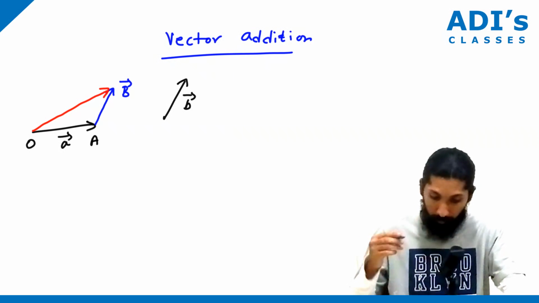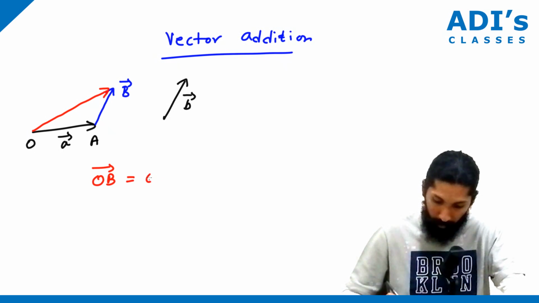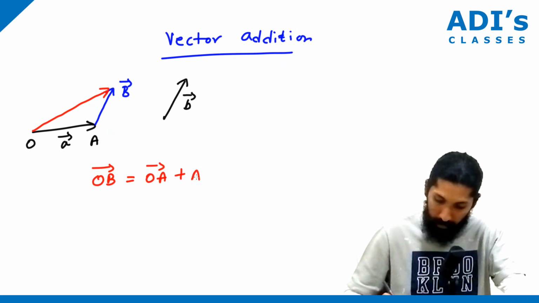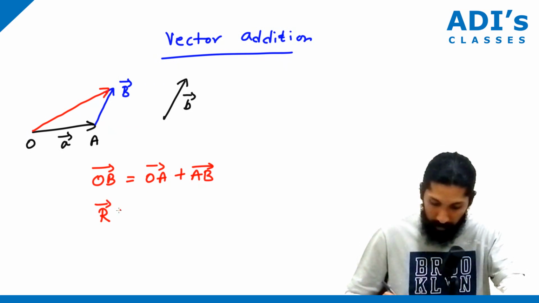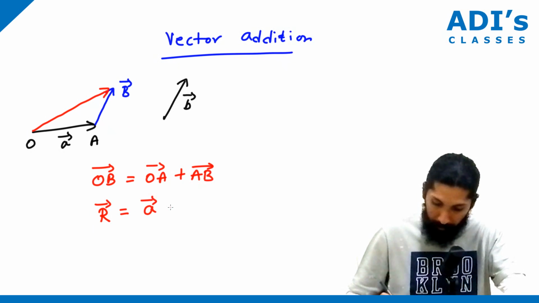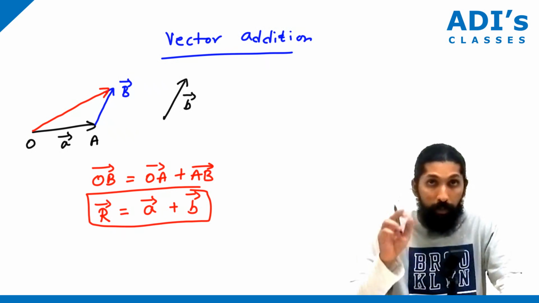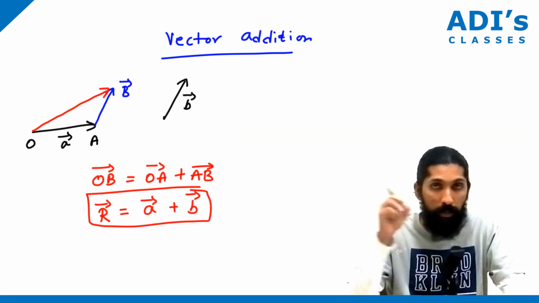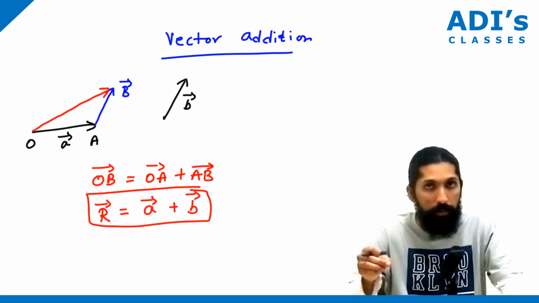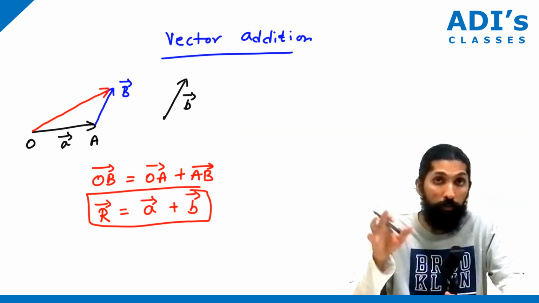We are taking OB. So here OB is equal to OA plus AB. The resultant R is equal to vector A plus vector B. This is basically the triangle law of addition, where we are going to take two vectors, where one vector ends, another vector starts. Clear? This is the situation where we are going to take the triangle law of addition. I hope this is clear.